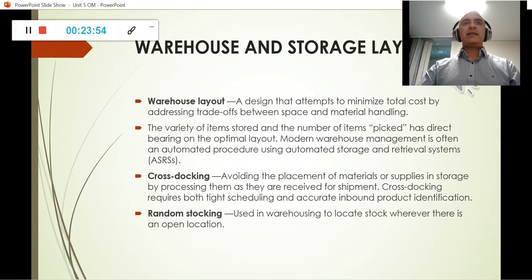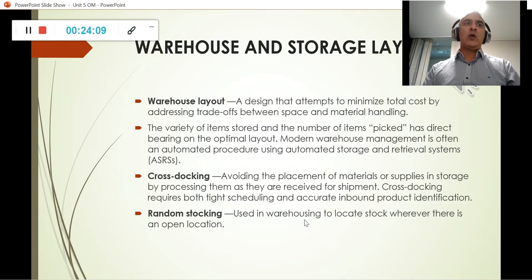So we have the warehouse and storage layout. We have to look for options in the warehouse so that we can be more effective. How can we make sure that we waste less time, resources, effort, and everything goes as quickly as we can?